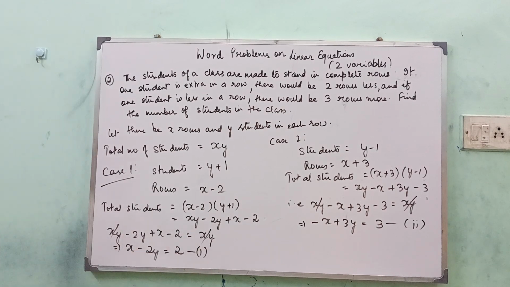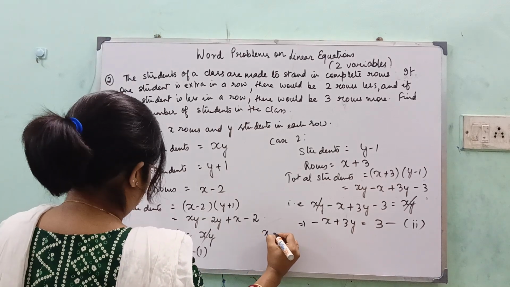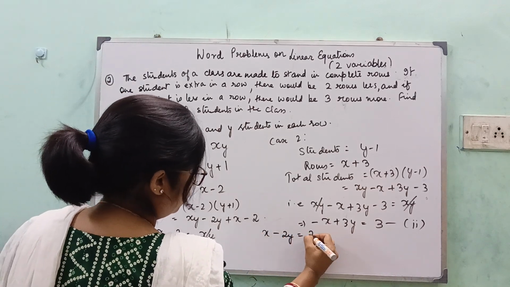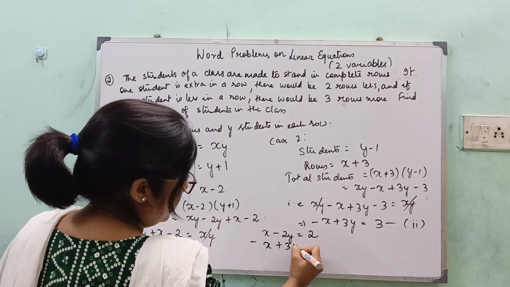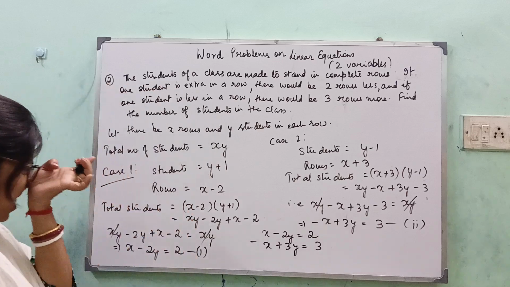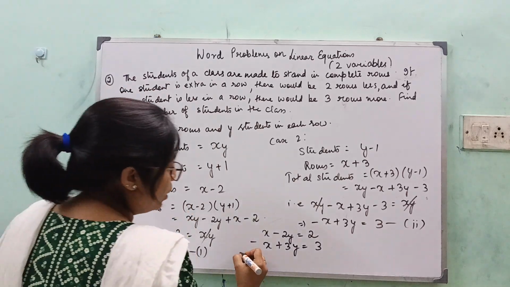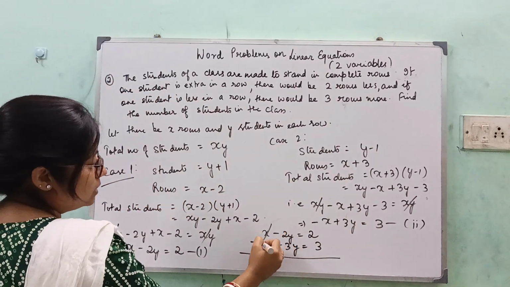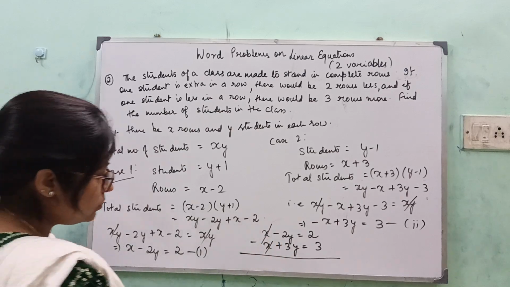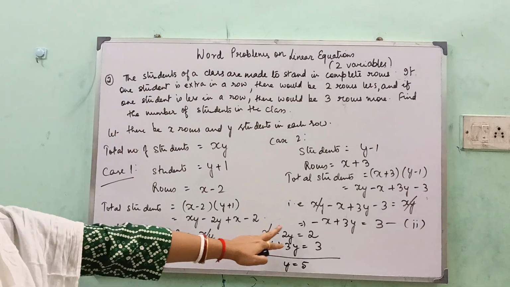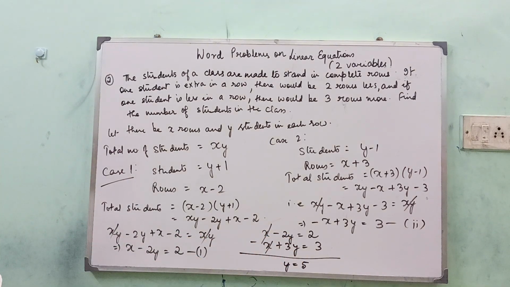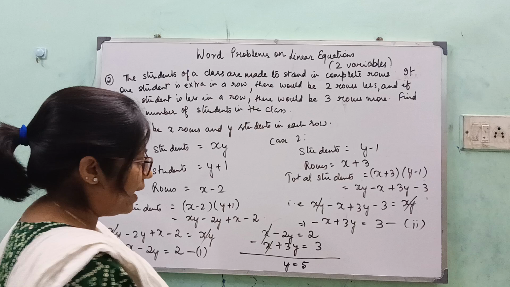So you can see we have got two equations. Now it's time to solve the two equations. So x minus 2y equals 2, this is equation number 1. And minus x plus 3y equals 3, this is equation number 2. So we can simply add the two equations. Then easily the x will get eliminated. So y equals 5 we are getting over here, because minus 2y plus 3y is y, and 2 plus 3 is 5. So y equals 5 we are getting.